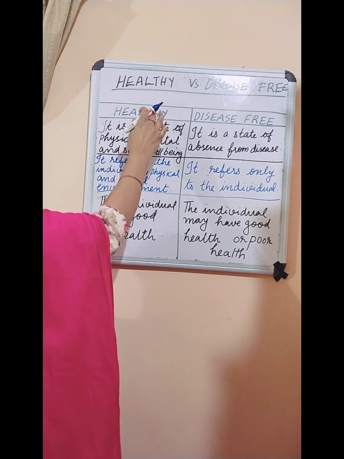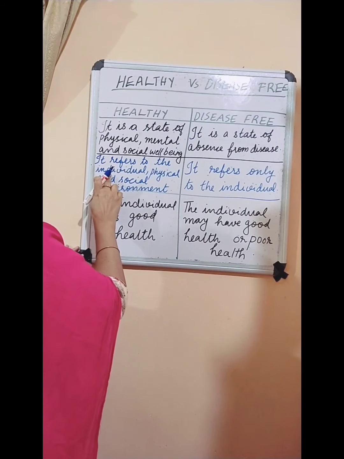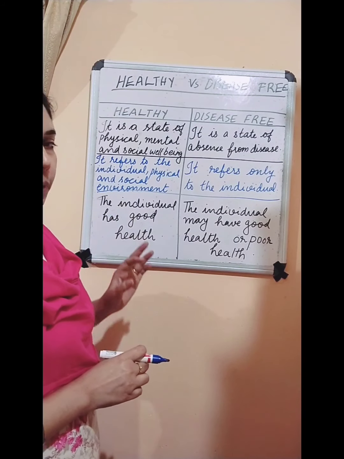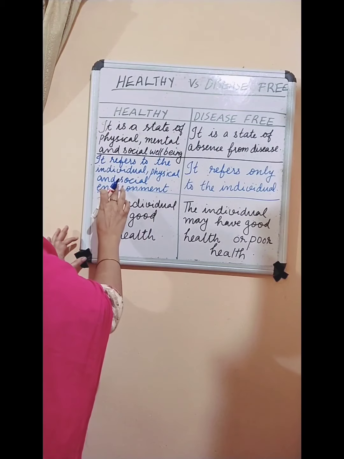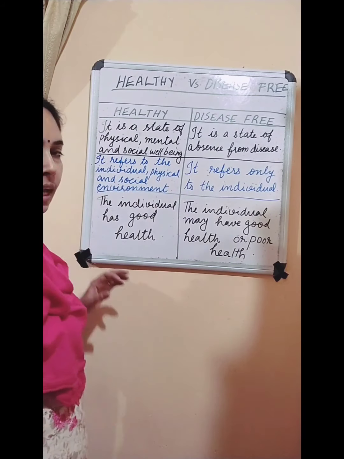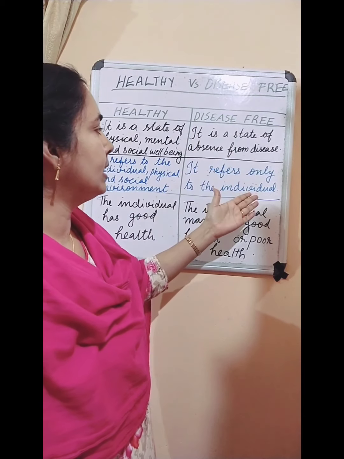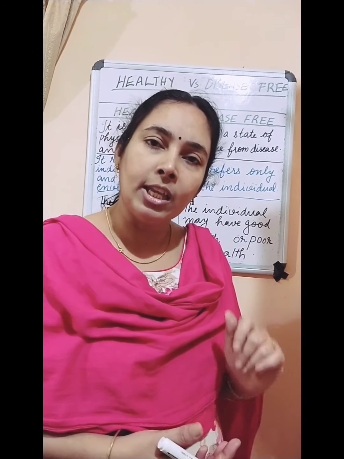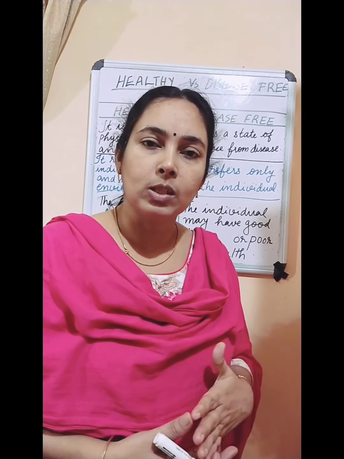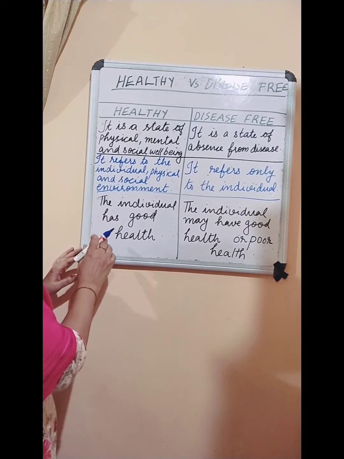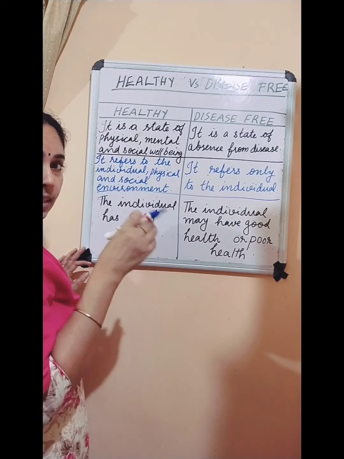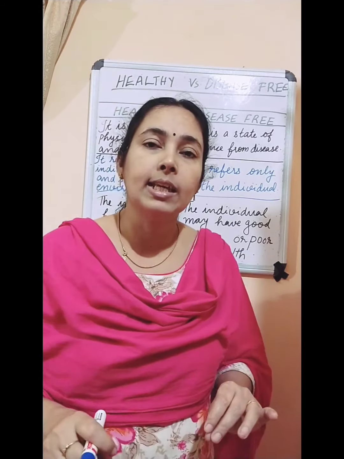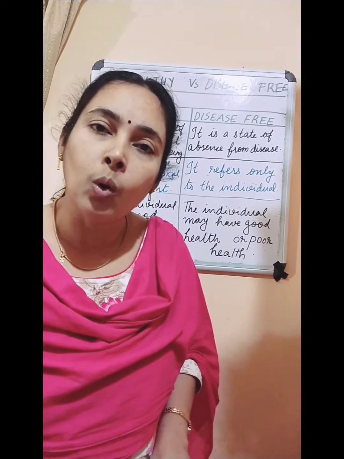Then next, what does healthy mean? It refers to the individual's physical and social environment. So it is not only depending on the individual, it refers to the individual's physical and social environment. But what about disease? It refers only to the individual, whether the individual is suffering from disease or not. Then next, what? Health means healthy. A person is healthy means the individual has good health. So if we say that a person is healthy, that means the individual has good health.